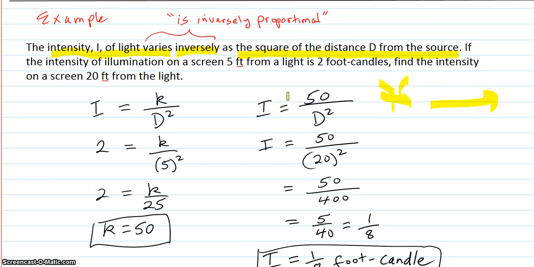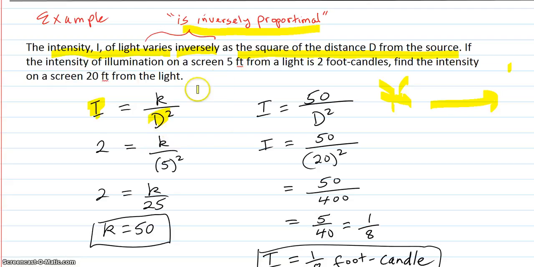That's an inverse relationship. Of course, instead of varies inversely, they could have said is inversely proportional. So they can use either one of those two phrases and you pretty much do the same thing. So the intensity of the light is inversely proportional to the square of the distance from it. And so that's the setup. We've got to find this k.